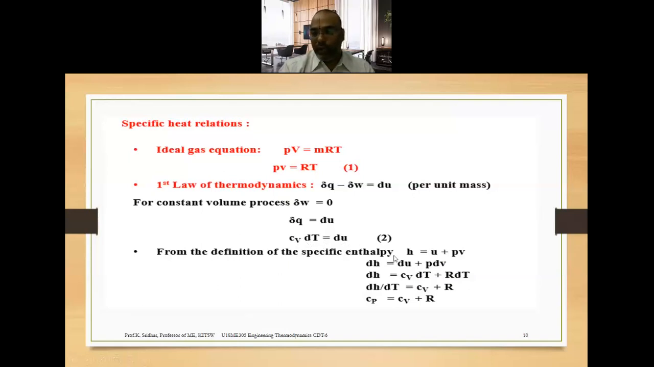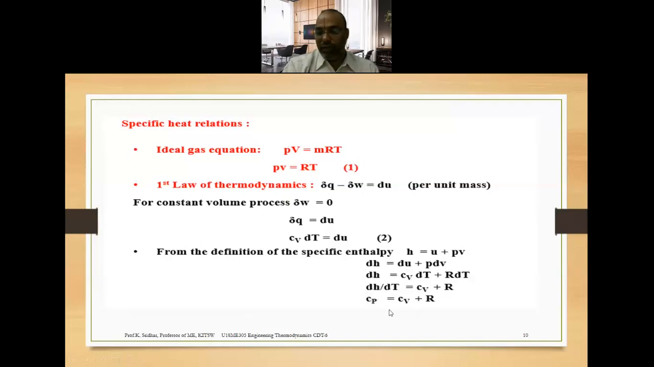And similarly, how can we derive the relationship between the two specific heats, that is, the specific heat at constant pressure and the specific heat at constant volume? We know that the enthalpy definition is H is equivalent to U plus PV, and you write the same equation in differential form. dH is equivalent to dU plus PdV plus VdP. So dH is equivalent to CvdT, because you know that dU is equivalent to CvdT from the earlier equation, and PdV is nothing but RdT. So when you divide the entire equation by the temperature, you get dH by dT is equivalent to Cv plus R, or Cp is equivalent to Cv plus R.